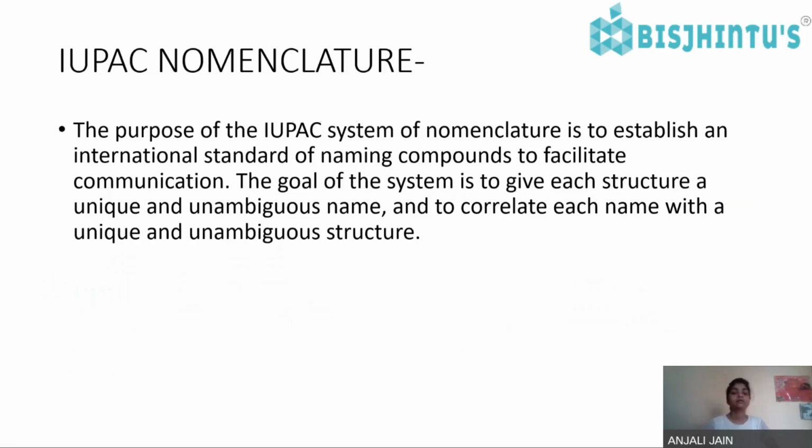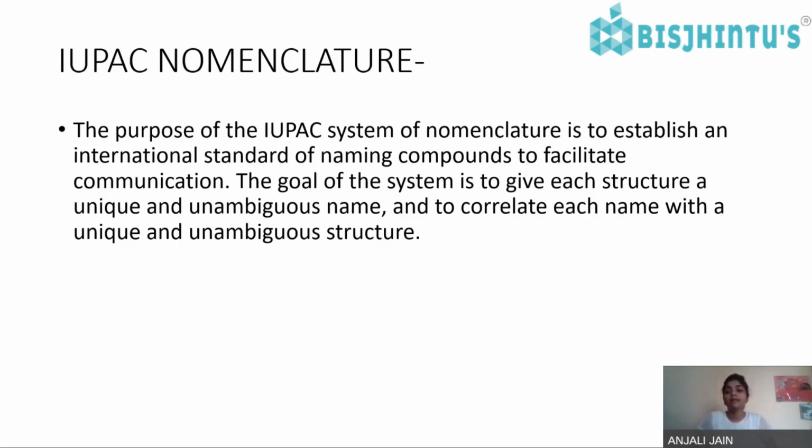Now comes the IUPAC nomenclature. IUPAC nomenclature is the standard international system. If I have to name something, in different places the naming would be different, and it would be very difficult if I'm talking to someone in a different language. I won't be able to understand their language and they won't be able to understand mine. So there has to be an internationally accepted standard nomenclature system for naming these compounds. So the IUPAC nomenclature system has been set up, and its purpose is to establish an international standard of naming compounds.